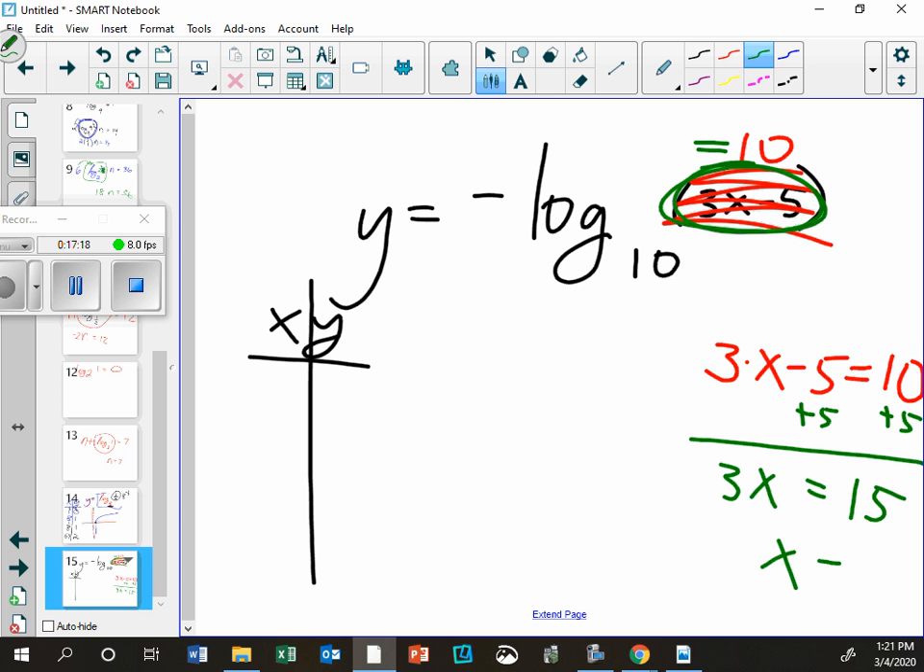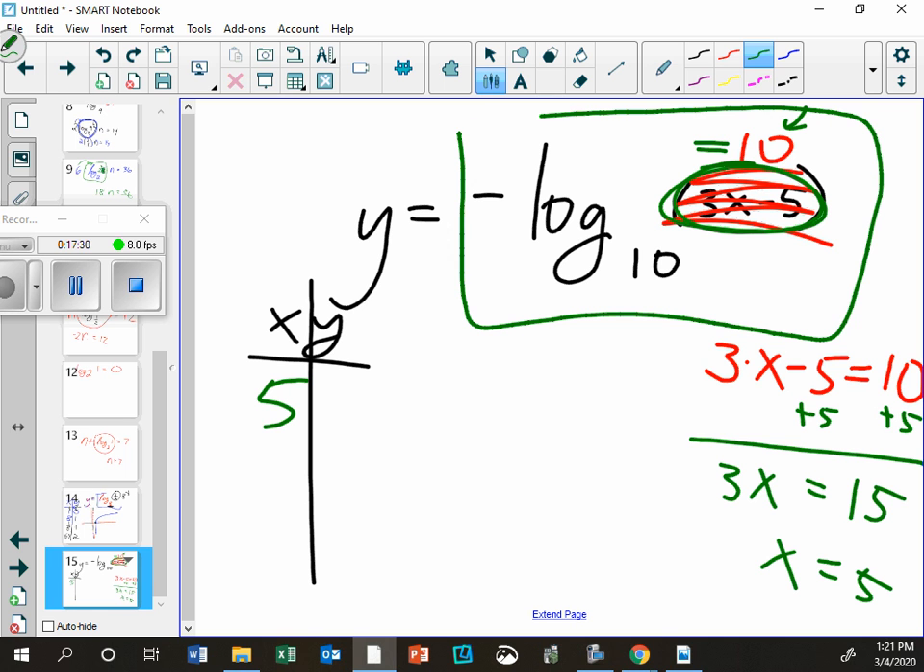X equals 5. So that means I put in 5, and what do I get? Well, you know you're going to get a 10. We were doing all of that because we wanted it to be 10. What is negative log base 10 of 10?